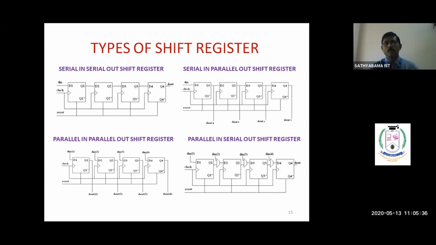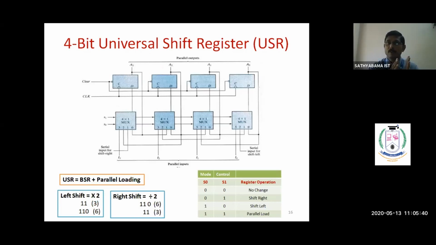To overcome this, if you want to design a bidirectional shift register, that means the data needs to shift from left to right as well as right to left, we can go for a bidirectional shift register. In the case of a bidirectional shift register, we can shift the data from left to right or right to left, but we cannot load the data in parallel. For that case, we can go for the universal shift register. In the name itself, it is defined that this is universal.